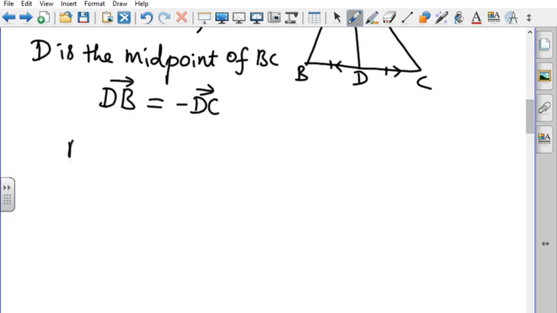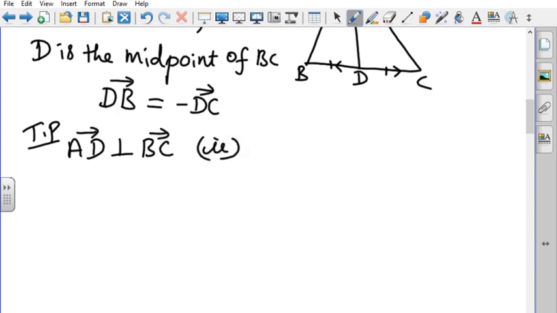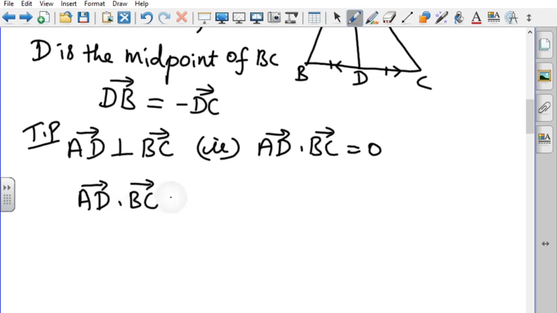So what is to prove? AD vector is perpendicular to BC vector. That is, AD vector dot BC vector is equal to 0, isn't it? So first let us take it down by the given data. AD dot BC. What is AD dot BC? How can you write AD?